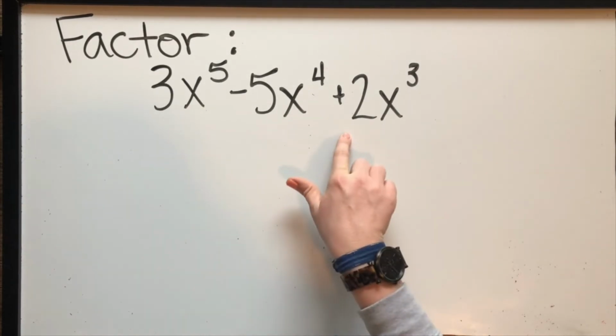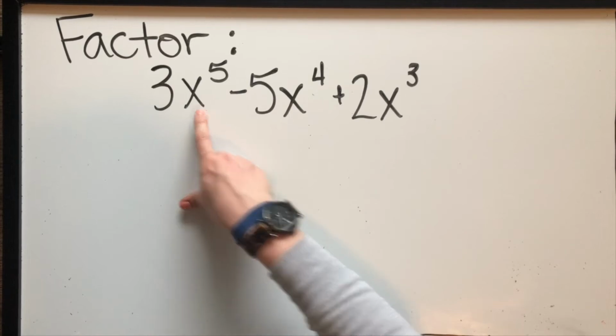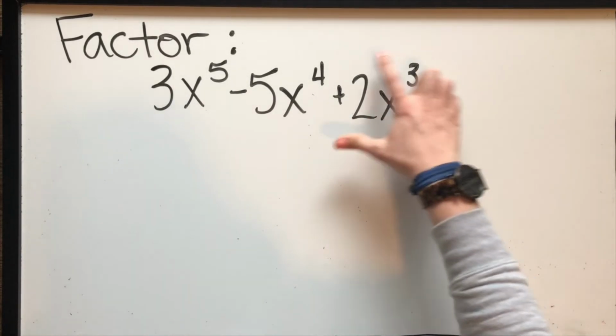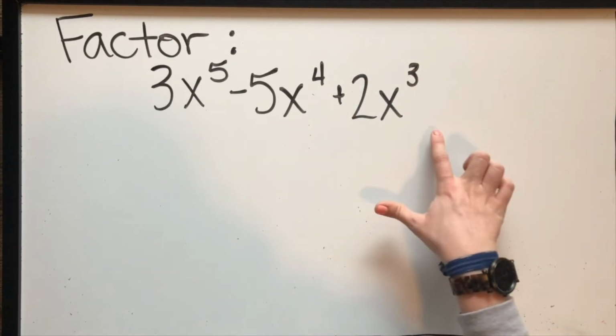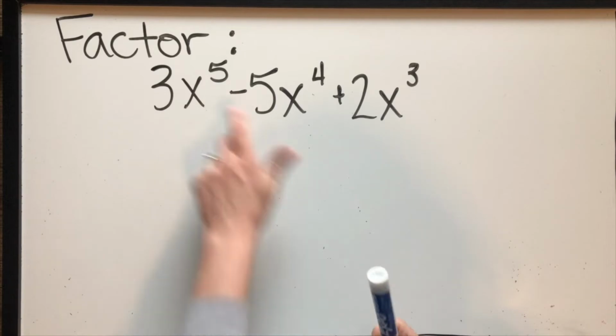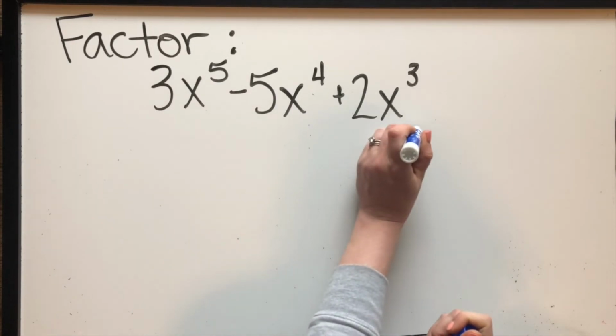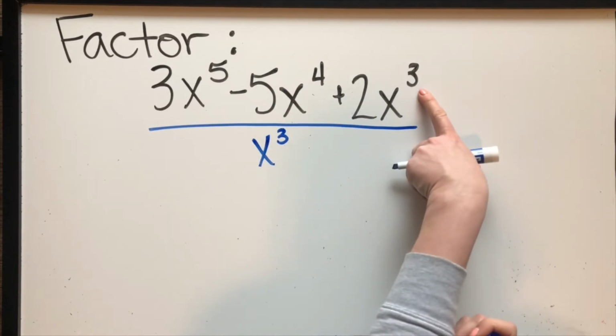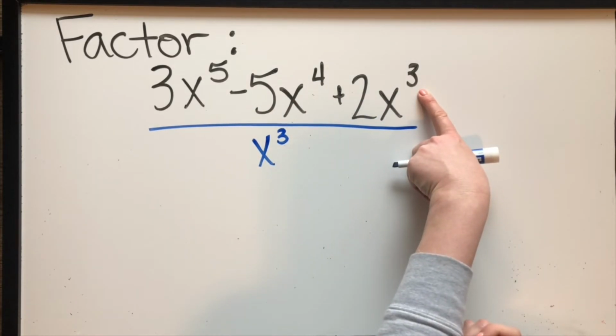And I can't. But what I do notice is I have x to the 5th, x to the 4th, and x to the 3rd. I always want this last term to have no variables at all. So the fact that I have x to the 3rd here, and these all have an exponent of 3 or more, here I'm able to divide out x to the 3rd. I can take out that many x's.